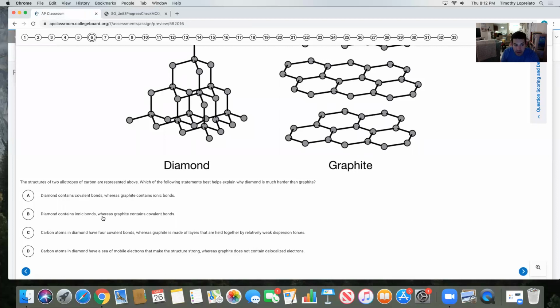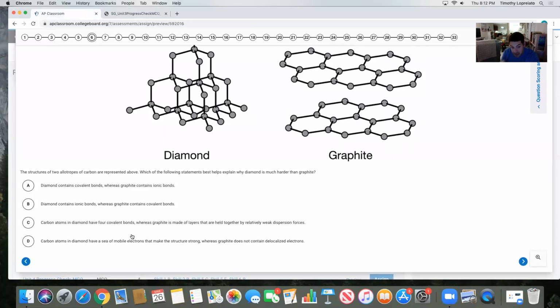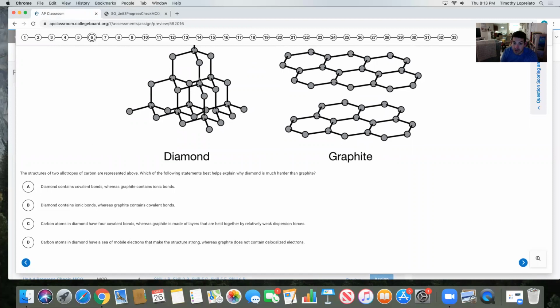Diamond contains ionic bonds, whereas graphite contains covalent bonds. So A and B are both false. There's no ionic bonds going on at all. C, carbon atoms in diamond have 4 covalent bonds, whereas graphite is made of layers that are held together by relatively weak dispersion forces. Well, the carbons do have 4 bonds, and the graphite does form layers.